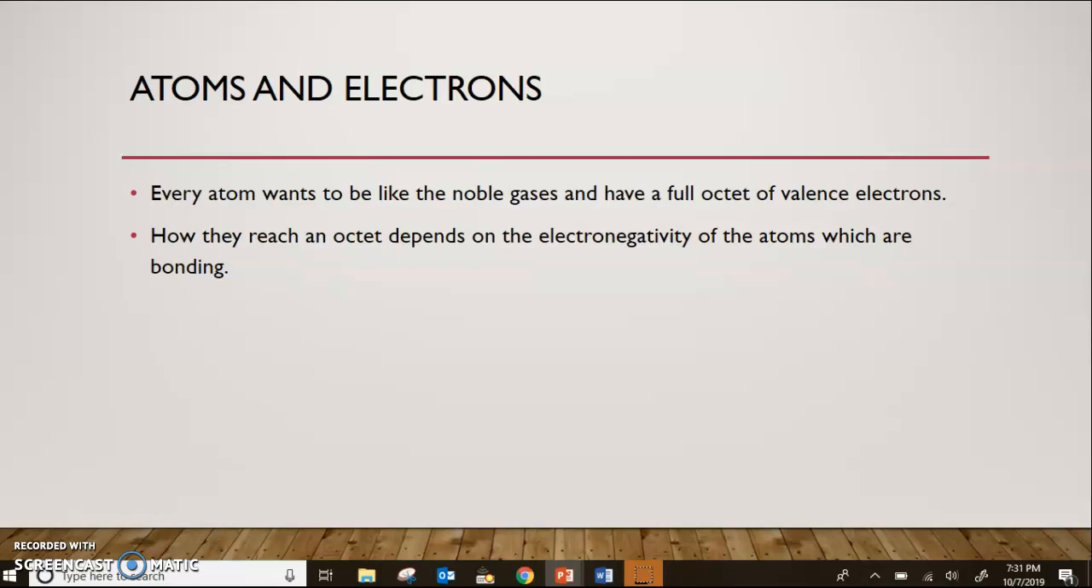So let's talk about atoms and electrons. We've talked about this before. Every atom wants to be like the noble gases and have a full octet of valence electrons. And that has to do with stability. Atoms are seeking stability, and they're going to do that by either gaining and losing electrons to become ions, or in this case, we're going to share electrons. How they reach that octet depends on these electronegativity values. We'll spend the whole rest of the unit looking at covalent bonding, which is the sharing of electrons, but there's a very simple way to determine how an atom is going to fill its octet.